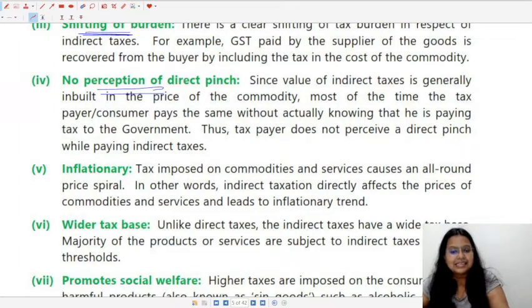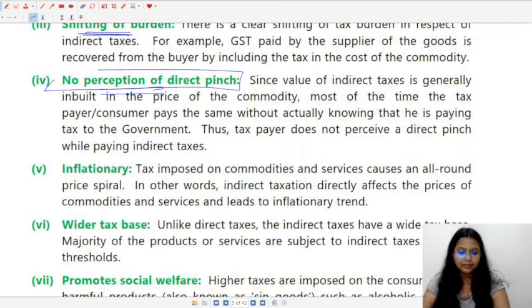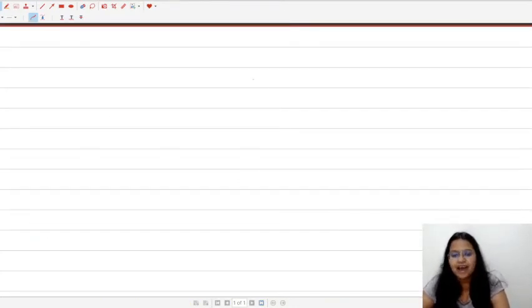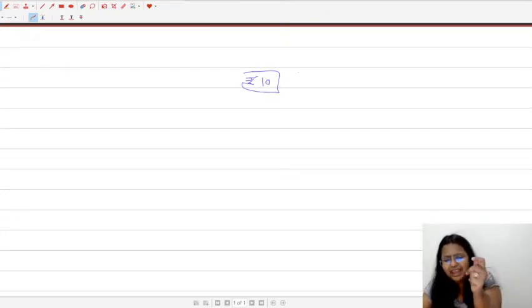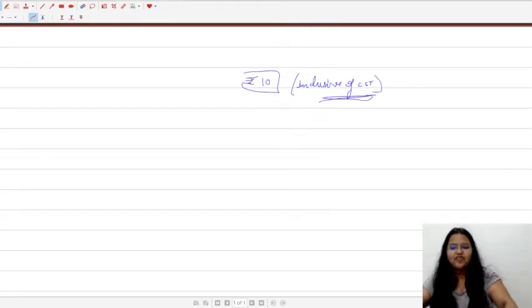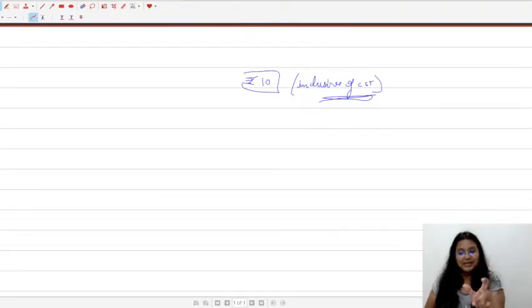Yes. Next is no perception of direct pinch. What does it mean that there is no perception of direct pinch? Suppose, students, you have purchased a chocolate of rupees 10. On the packet, it is mentioned in a very tiny font, inclusive of GST. Is it written? Yes. But we never went to the shopkeeper and complained that he has charged GST from us, because it is written that ₹10 is inclusive of GST. No, because there is no direct pinch.